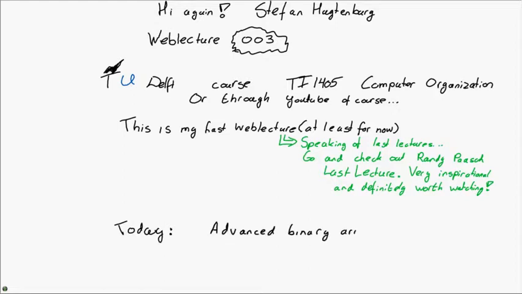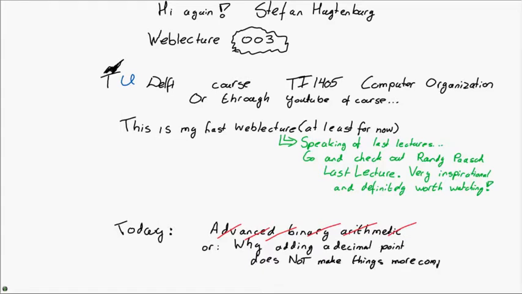Anyway, today we're going to talk about some advanced binary arithmetic. Or alternatively, how adding a decimal point does not actually make anything more complex. But before we do that, let's take a quick look at what we've done during the last two lectures. During the first one we discovered that there are other ways of counting, in addition to the decimal system that you're all familiar with, and we looked at how you can convert between those.